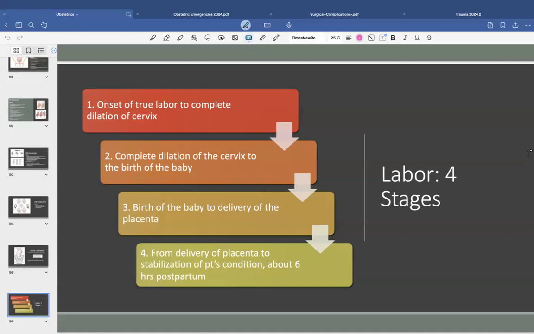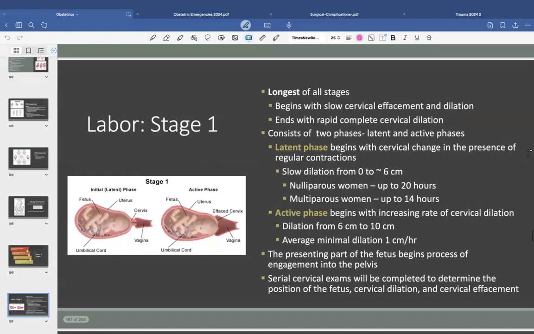So stage one, the longest of the stages. This begins with slow cervical effacement and dilation. We just talked about that. Effacement is the thinning of the cervix. The baby's head is pushing down, thinning out that cervix. And then dilation of the cervix, where the cervix is starting to open. It ends with rapid, complete cervical dilation.